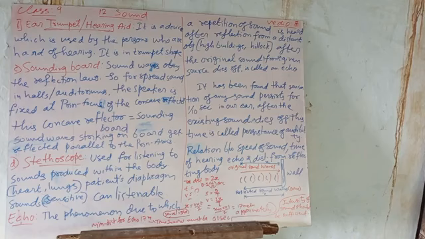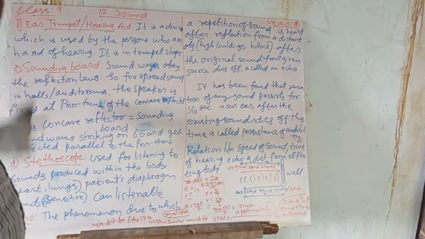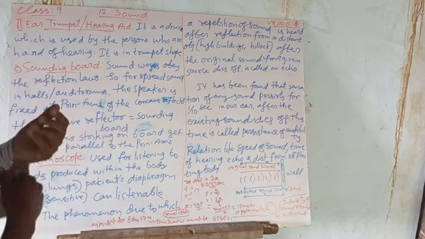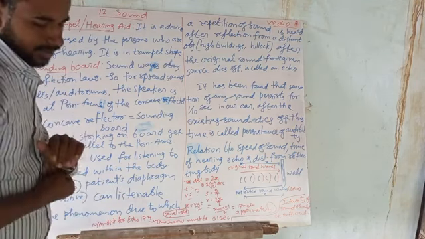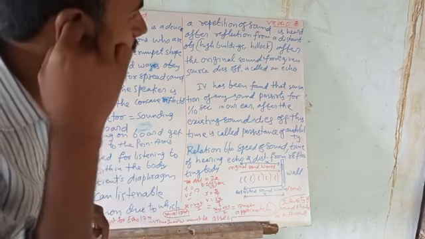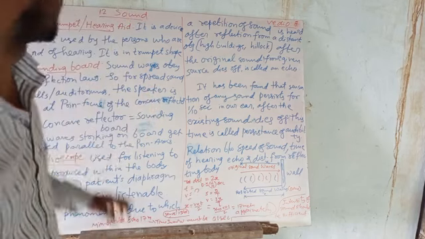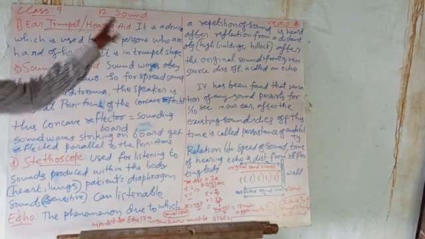Right, this is class 9 sound and video 7th. Ear trumpet. What is an ear trumpet or hearing aid? When people's ears are not working properly, they use one machine, a hearing aid. That is called an ear trumpet or hearing aid.